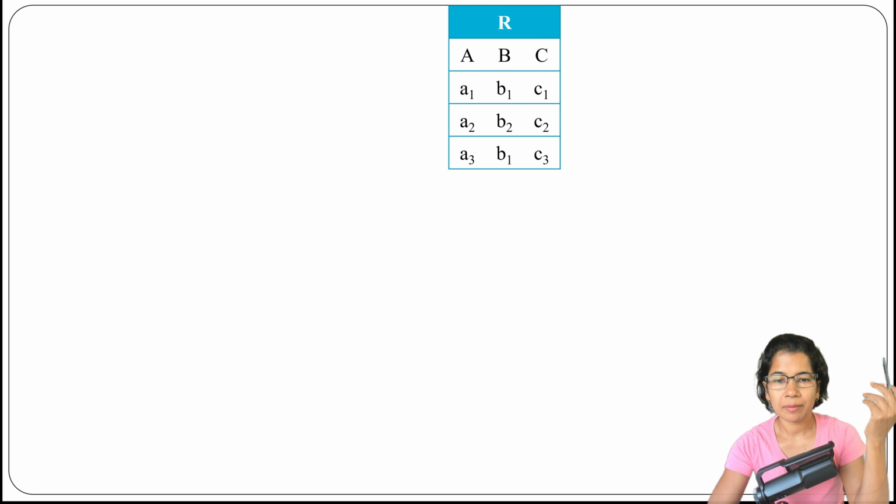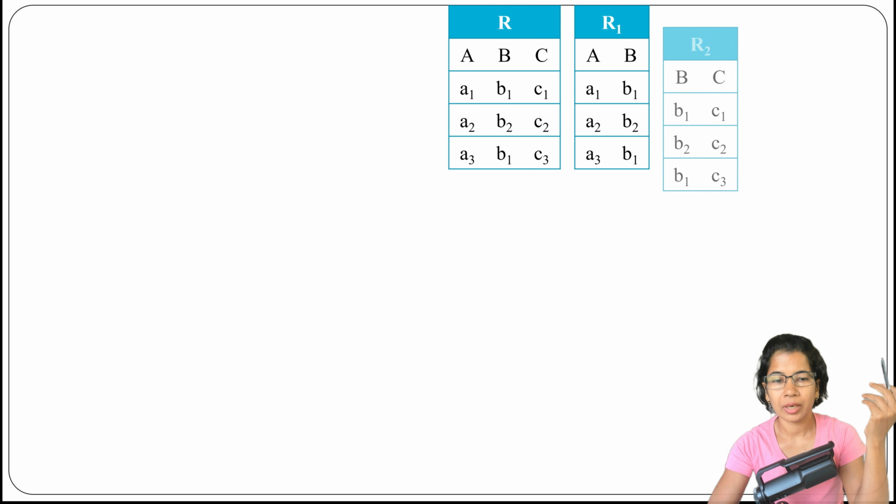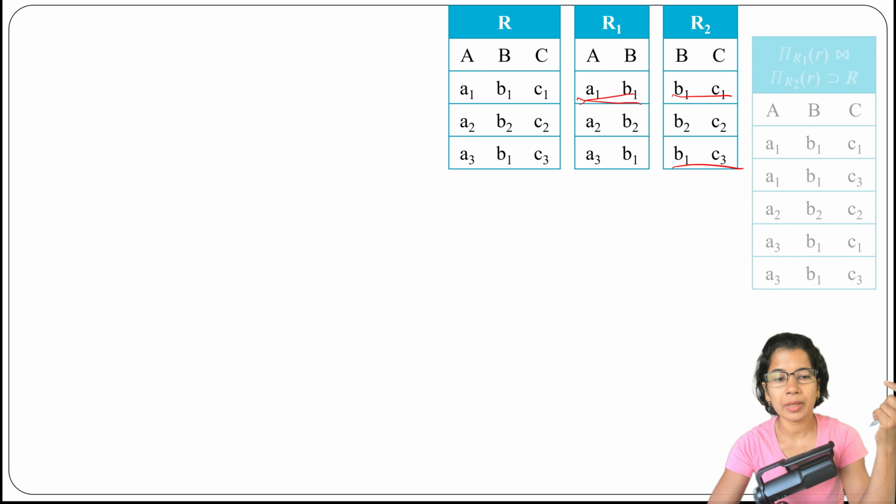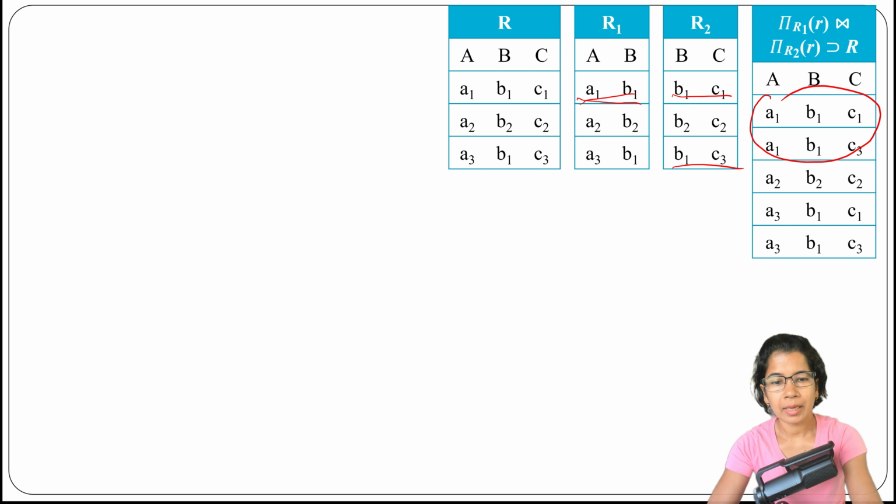Let's see this example. We have R, R1, R2. We split R into R1 and R2. Now we'll do natural join of R1 and R2. So A1, B1, B1, C1, then A1, B1, B1, C3. For A1, B1, there will be two rows. Okay, A1, B1, C1, A1, B1, C3, then A2, B2, C2, then A3, B1, C1, A3, B1, C3.